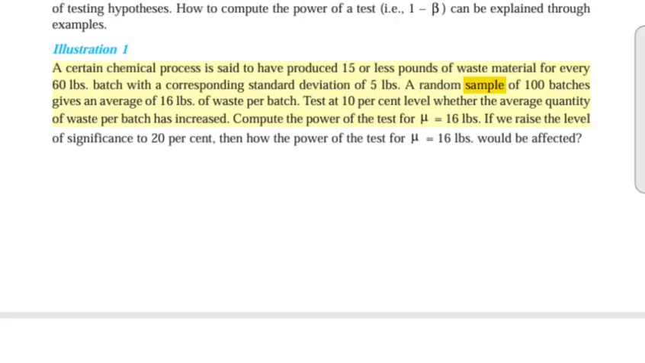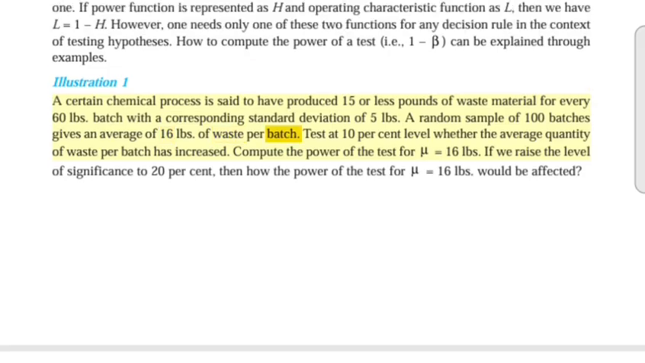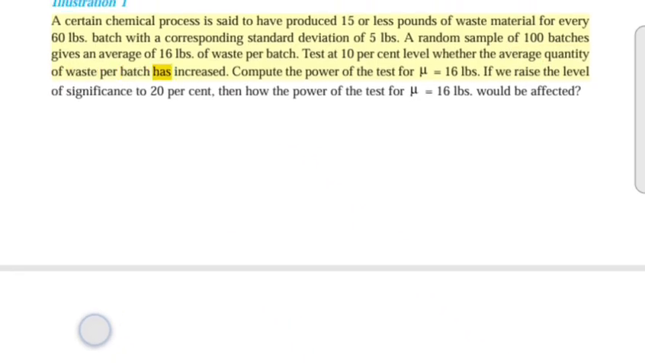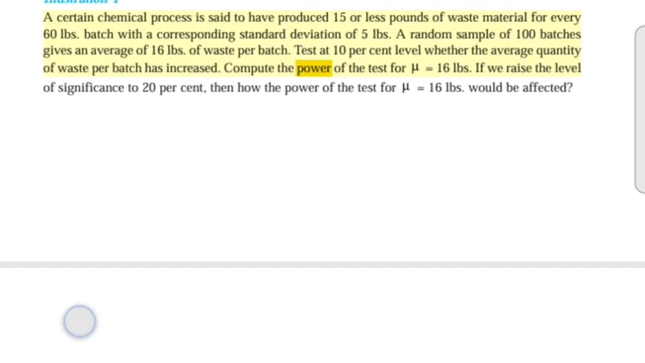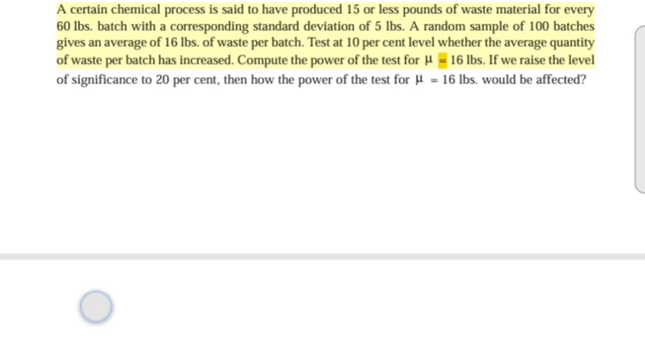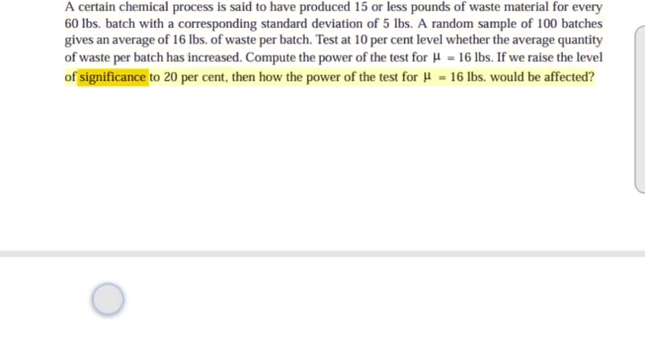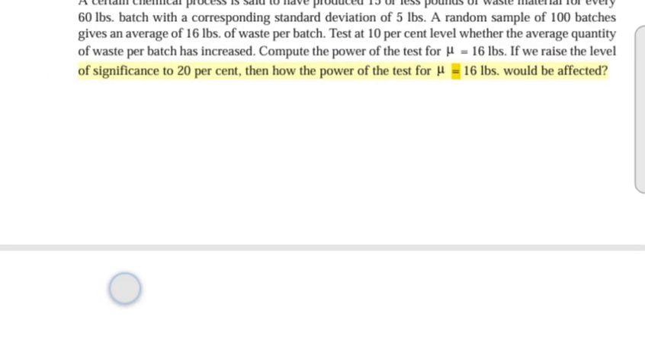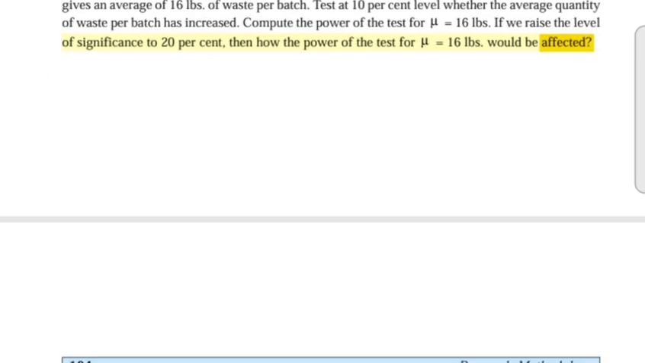A random sample of 100 batches gives an average of 16 pounds of waste per batch. Test at 10% level whether the average quantity of waste per batch has increased. Compute the power of the test for mu equals 16 pounds. If we raise the level of significance to 20%, then how would the power of the test for mu equals 16 pounds be affected?